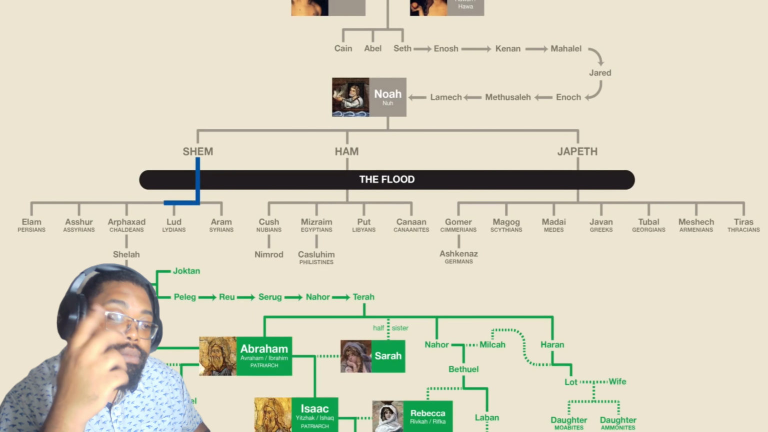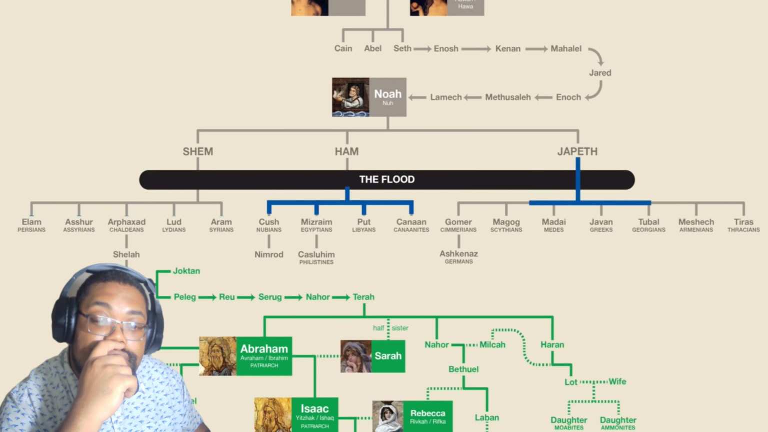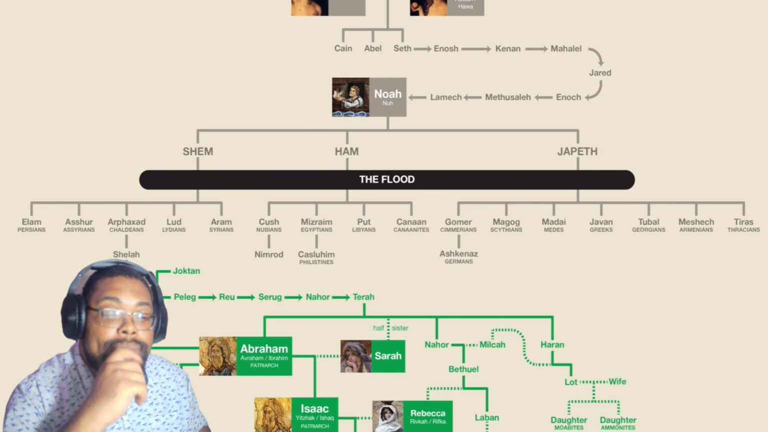Shem had 5 sons. Ham had 4, and Japheth had 7. So in total, Noah had 16 grandsons. In most cases, the names of those 16 grandsons match perfectly with the names of nations that exist.